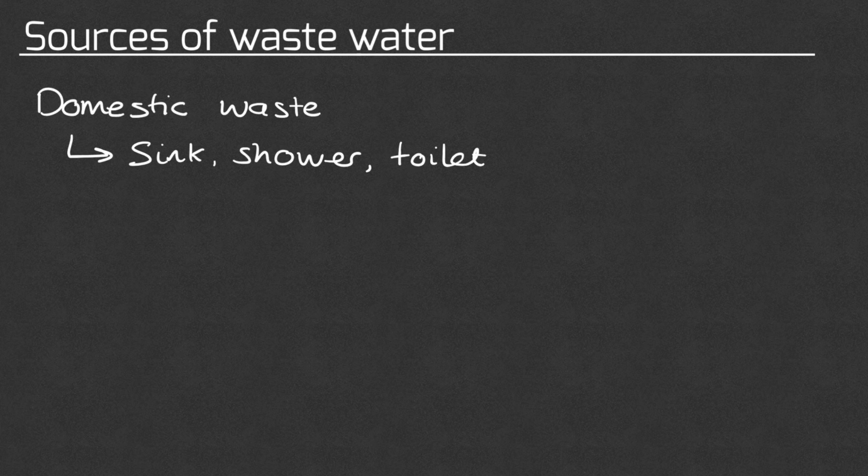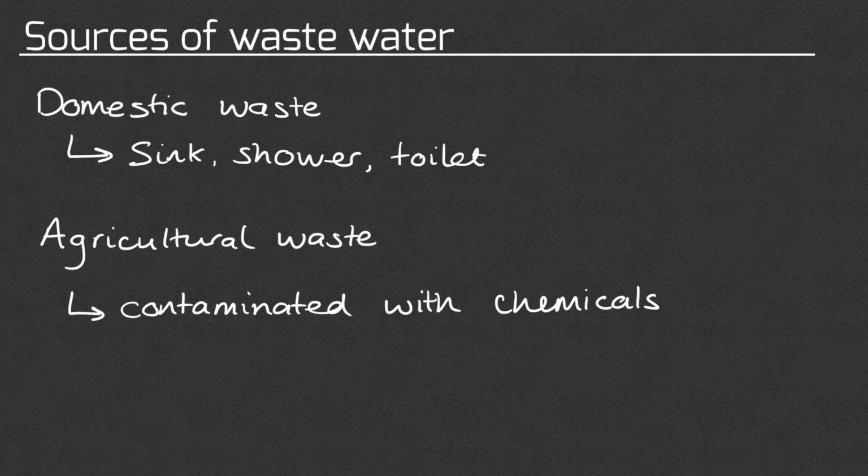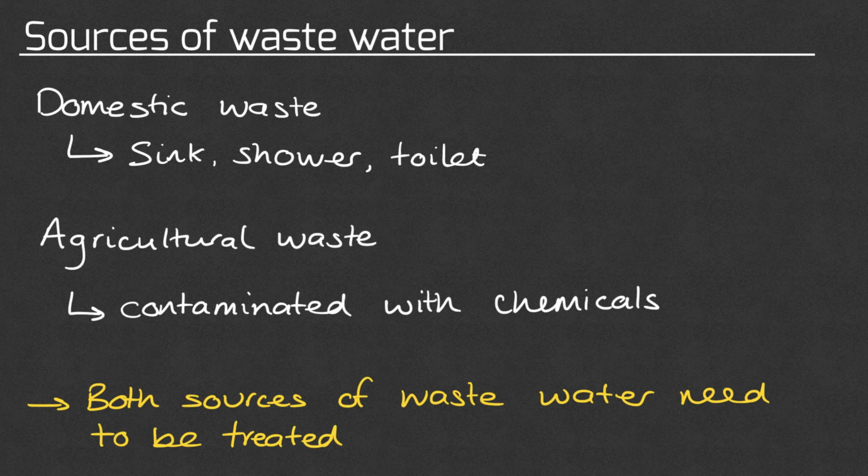Domestic waste includes anything which goes down your sink, shower or toilet. And agricultural waste is water which comes from farmland. However, this is quite often contaminated from chemicals, so for example the fertilisers used on the fields. Both sources of wastewater, domestic and agricultural, need to be treated before they can be put back into the environment.